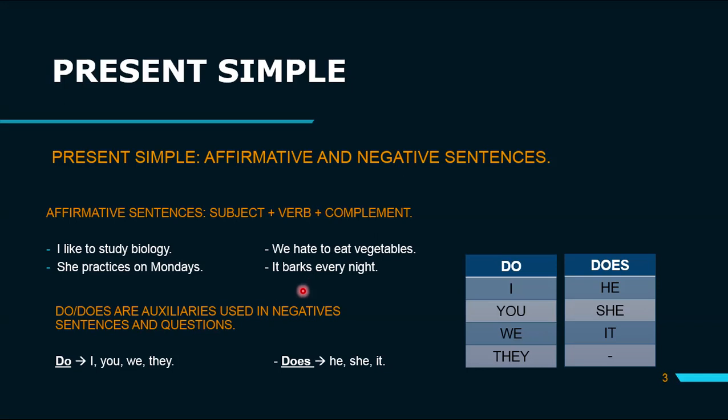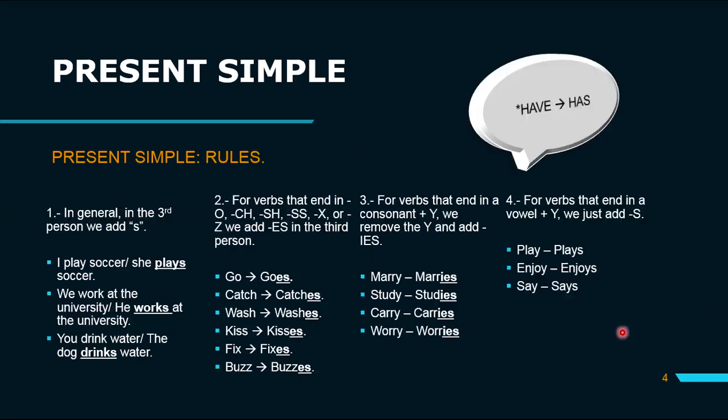So, remember there are some rules in present simple. We are going to see that in the next slide. Also remember that for negative and questions we use do and does. We use do for I, you, we and they, and does for he, she and it.